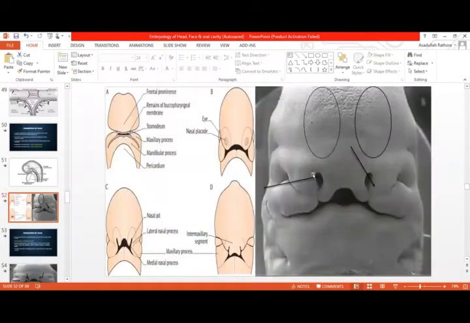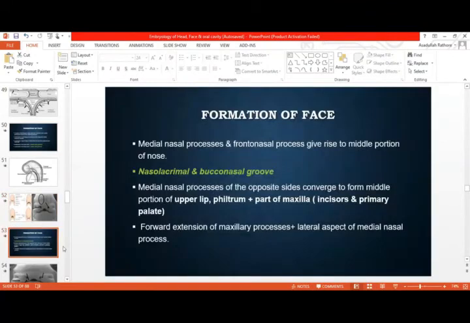So once these horseshoe shaped structures are formed, they give rise to these openings that are known as the nasal pits. Once these structures have developed, the development of the face continues, and then we can see over here that the medial nasal processes and the frontal process give rise to the middle portion of the nose.